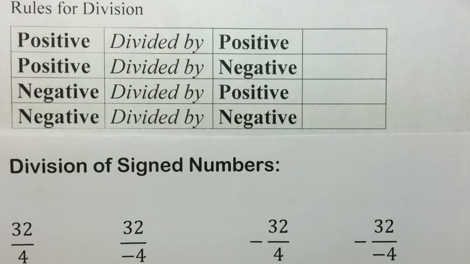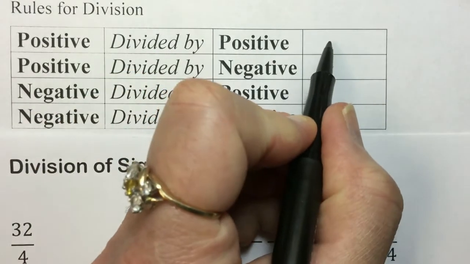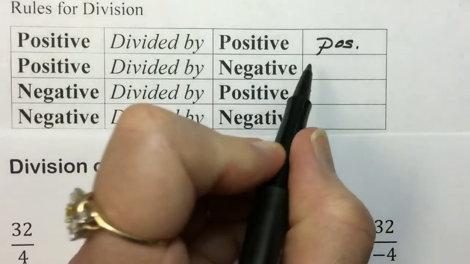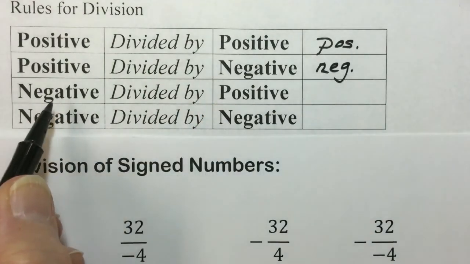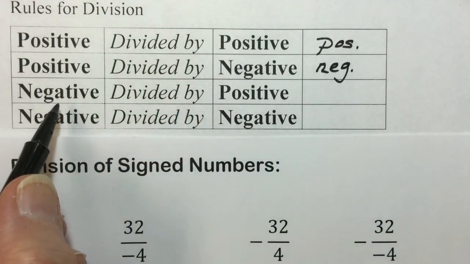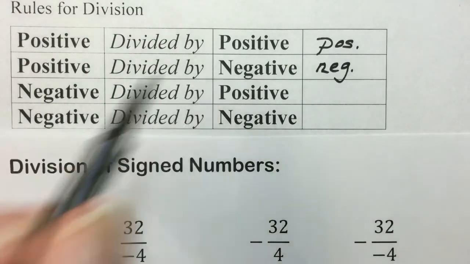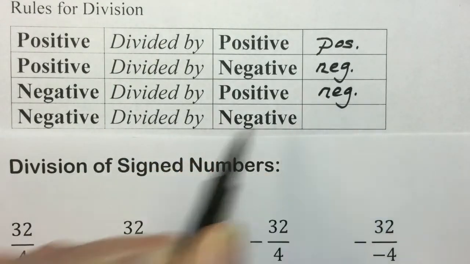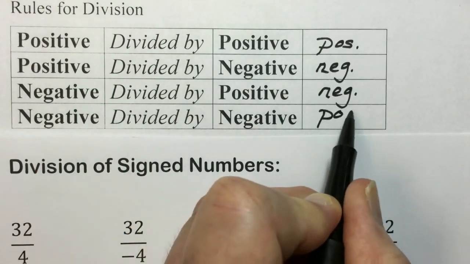The rules for signs for division are the same as those for multiplication. A positive number divided by a positive is a positive. A positive divided by a negative results in a negative. Order does not make any difference as long as there's one negative. A negative in the numerator is the same as if there's a negative in the denominator, resulting in a negative result. And last, if we have a negative divided by a negative, we end up with a positive result.